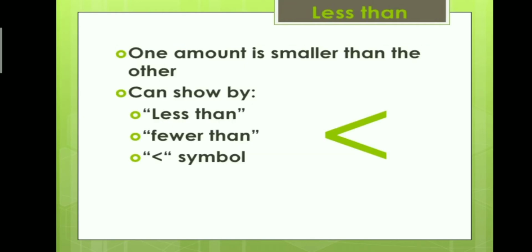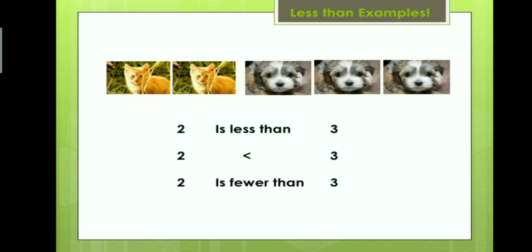Less than. Students, less than means one number is smaller than the other. It is shown by less than symbol, or we can say less than, fewer than. Example, 2 is less than 3. So, we can write it as 2 is fewer than 3. Students, now let us understand these with some examples.